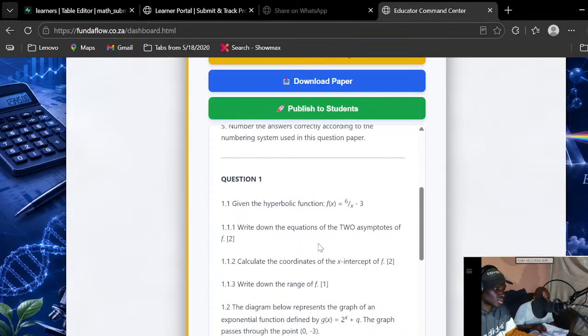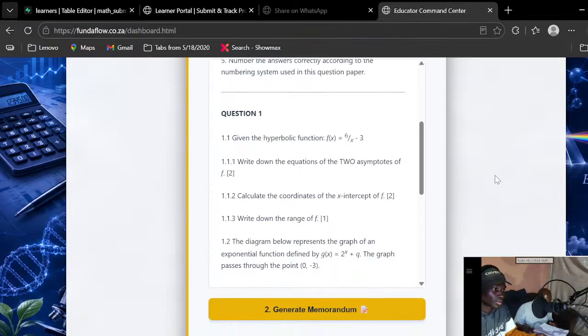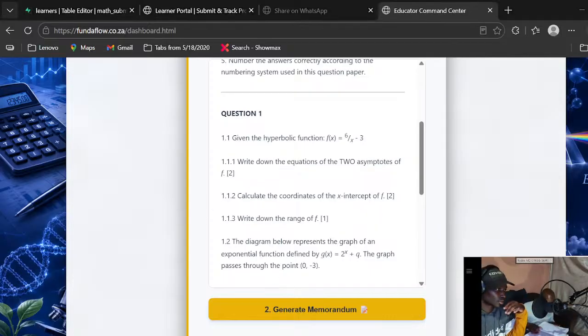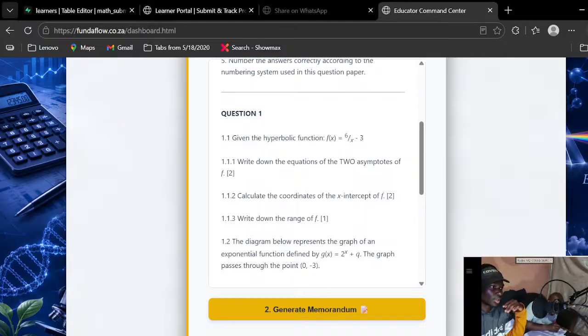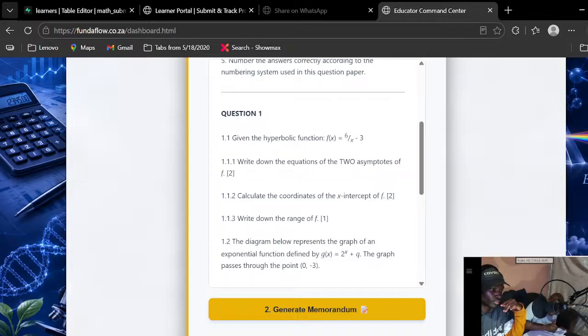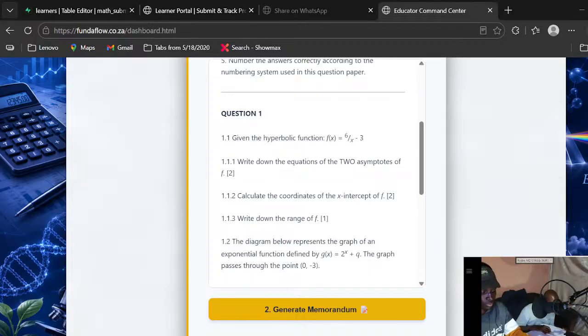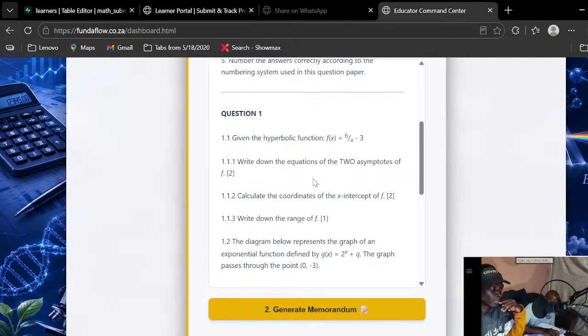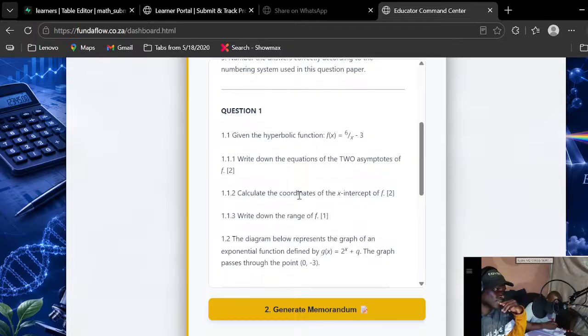Okay. It says given a hyperbolic function f of x is equivalent to 6 all over x minus 3. Okay, let's try that one. So we're given a hyperbolic function. It's given as y is equivalent to 6 all over x, minus 3. Then the first question states: are there any conditions here? They just gave us the function. Okay, write down the equation of the two asymptotes of f.